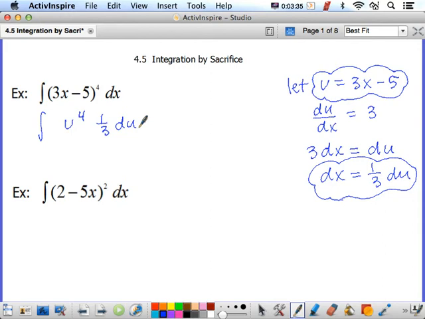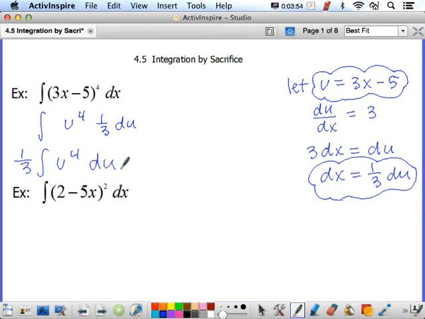And I'm going to clean that up. And because that 1/3 is sitting in an awkward spot, I'm just going to bring him to the front. We can bring him all the way to the front of the integral, or we can put him just inside the integral. I prefer just to bring him to the front. So we're going to bring him out here, 1/3 times the integral of u to the fourth du. At this point, we can integrate.